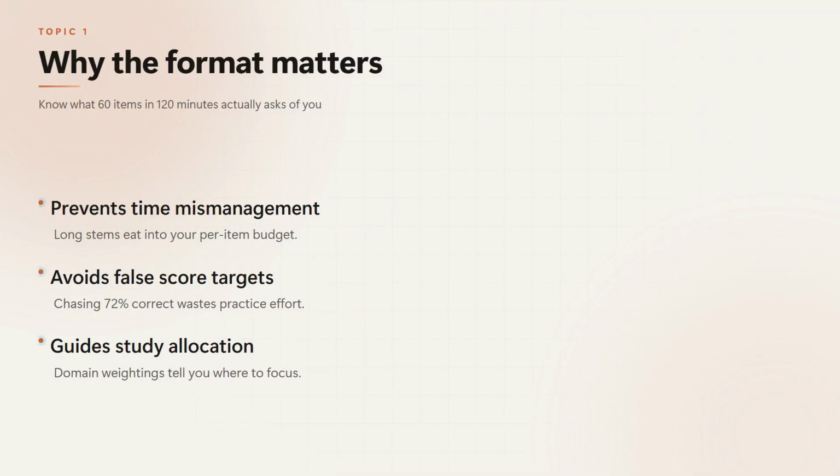If you treat domain percentages as pass conditions, you might overstudy a weak domain at the expense of others, when the total scaled score is all that counts. The cost is a failed attempt and another $99.